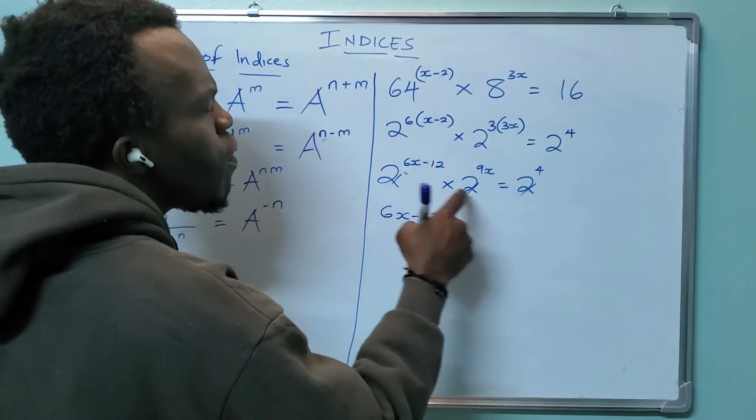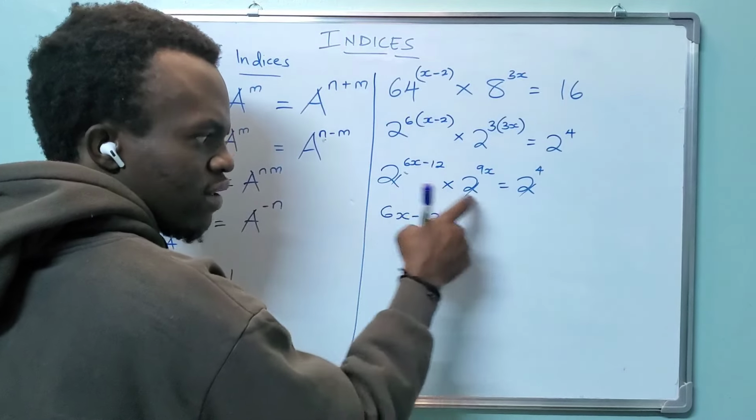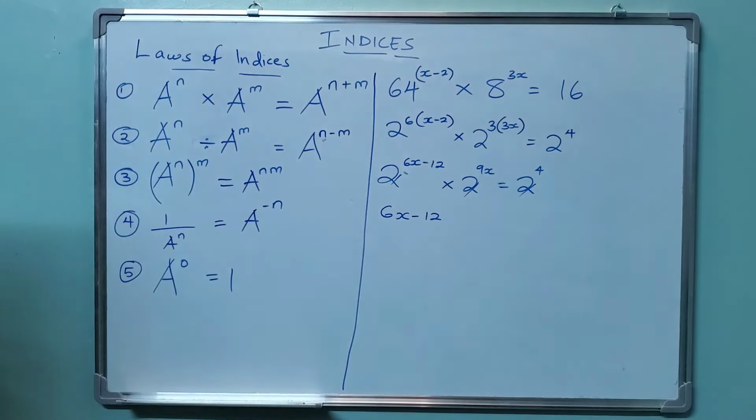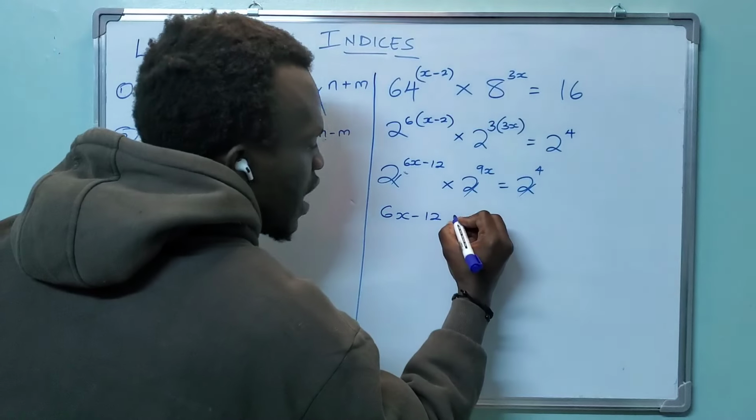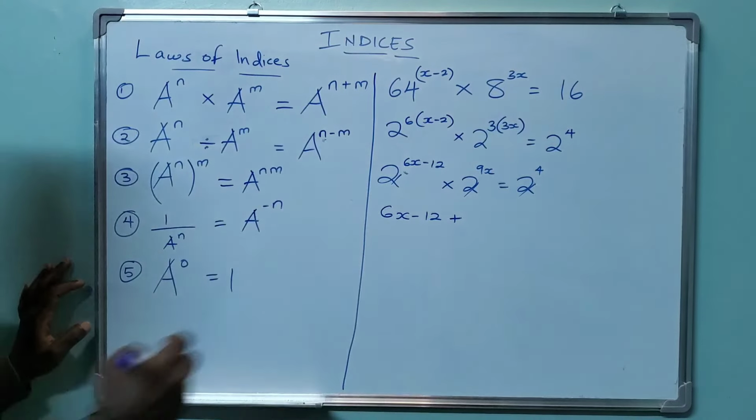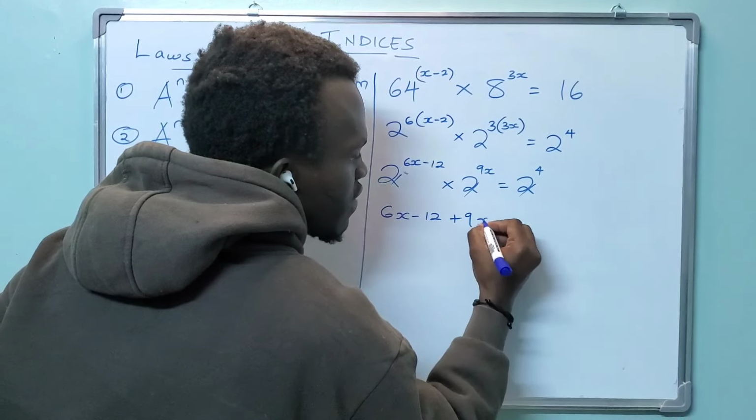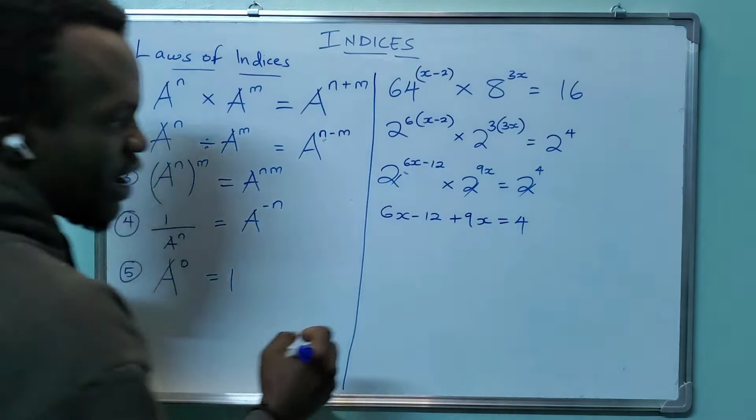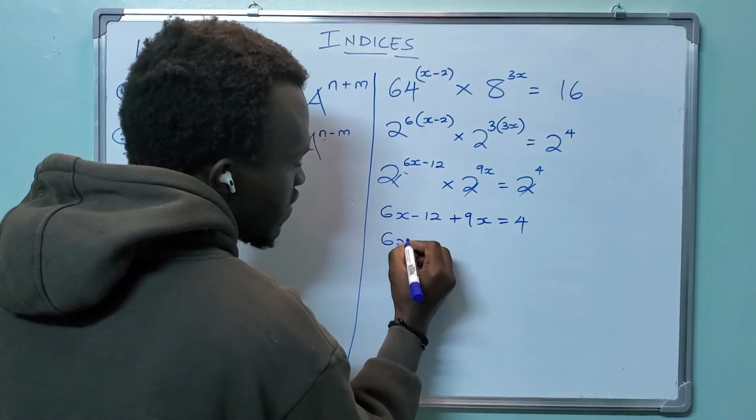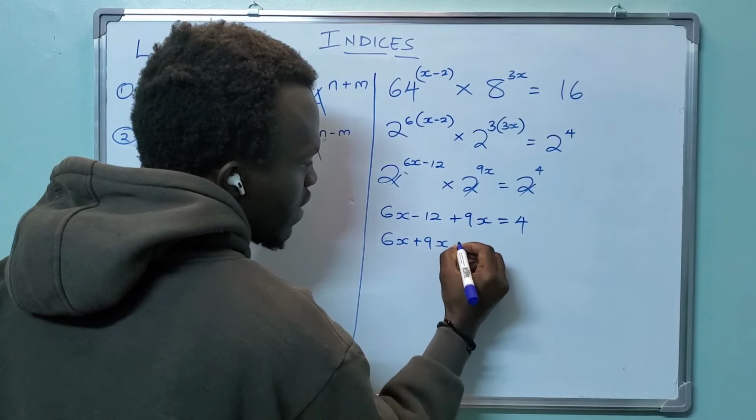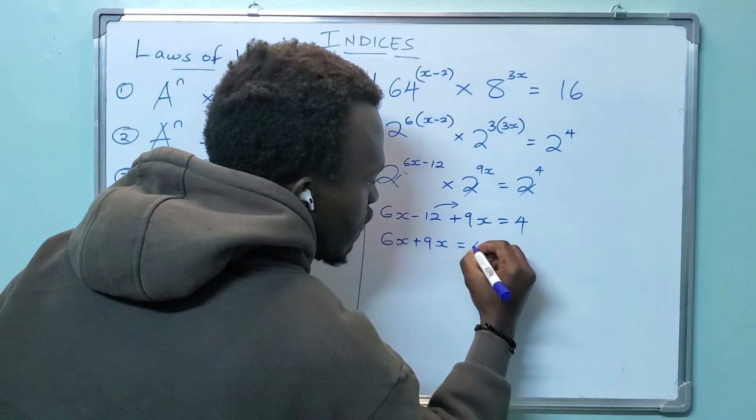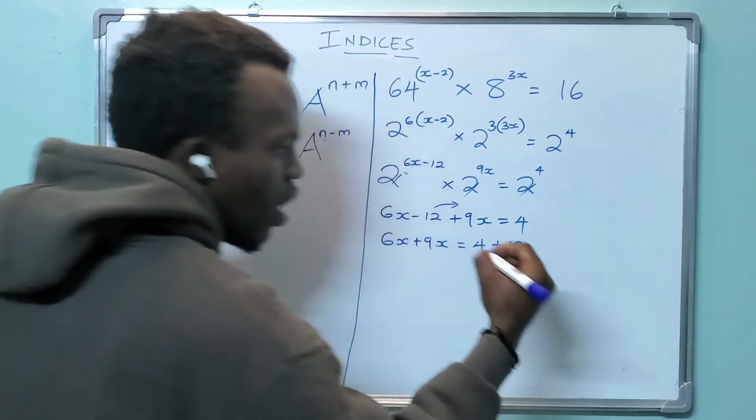And because these indices were separated with the multiplication, remember, I said if those two specific indices are separated with the multiplication, then you are going to have an addition in between the powers. So plus 9x being equals to 4. We are looking for the value of x. I'm going to collect like terms in this specific case. So I'm going to have 6x plus 9x being equals, I'll take that negative 12 to the other side, it will be a positive 12. So I'm going to have here 4 plus 12.